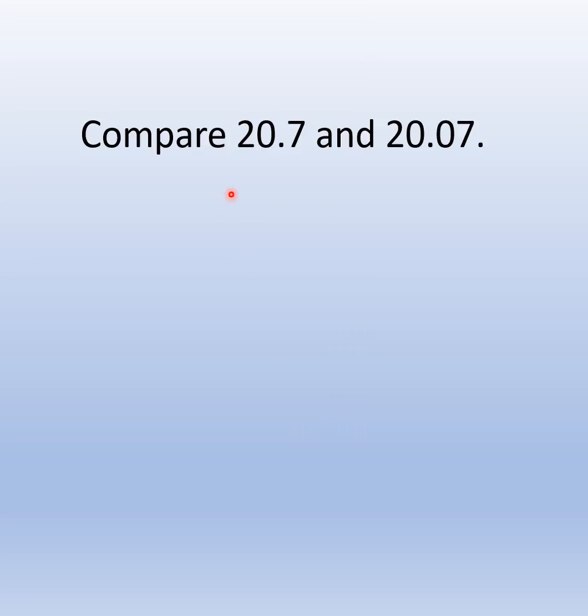When you're comparing these two decimals, you should see that the 0 in the tenths place makes the 20 7/10ths greater than 20 7/100ths. So this 0 is less than 7 in the tenths place.